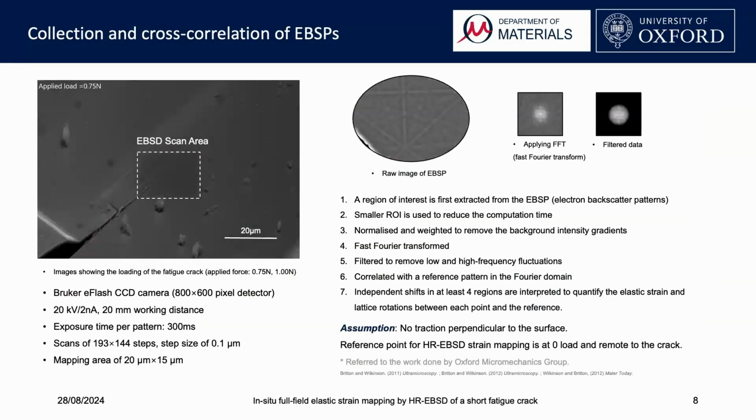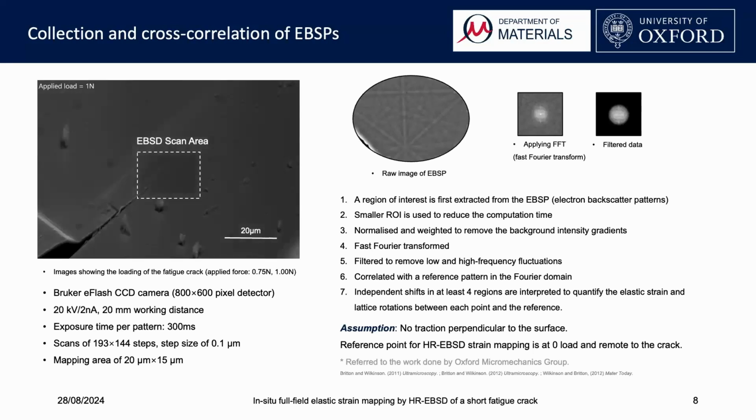On the next slide, you will see a GIF demonstrating the loading process between 0.75 newtons and 1 newton. The EBSD scan area is marked on the images, and it's focusing on a small area at the crack tip. All the key parameters for pattern acquisition are listed here, and all the raw images are processed using the procedures listed on the right-hand side.